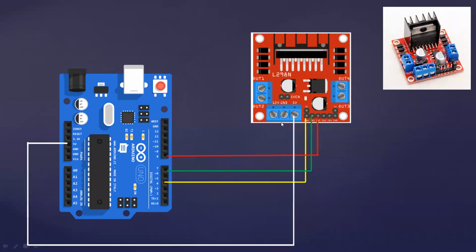Okay, so this is the ground. You can use any ground. 2 ground ports are available, or even after 13 pin, there is another ground available. So you can use any one port.